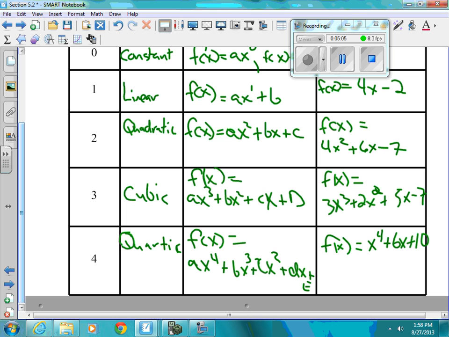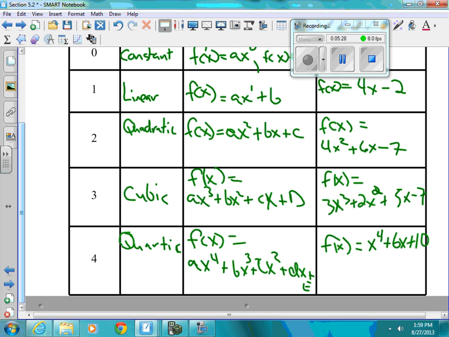And an example I gave to verify the point I just made: f of x equals x to the fourth plus 6x plus 10. Notice there's no x to the third or x squared, but the highest power of x is the fourth. Whatever the highest power is, that's what we name it. Just because there's a 6x there, we don't say it's linear. No, it's whatever the highest exponent is.